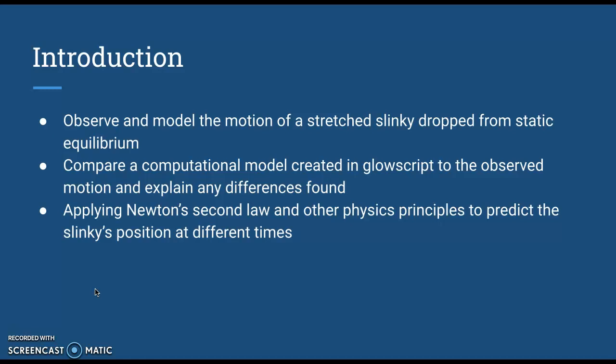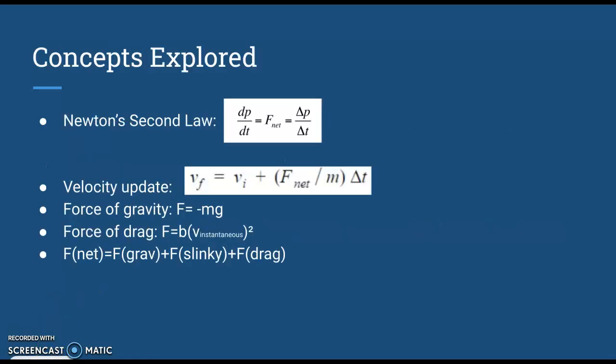We will be applying Newton's second law and other physics principles to predict the slinky's motion at different times. We will be exploring Newton's second law, which is also known as the momentum principle, which is just F net equals dp by dt. We will also be using the velocity update formula, which iteratively updates the velocity. We'll be using the force of gravity, which is just F equals negative mg, where g is the gravitational constant, and the force of drag, in which b is the drag constant, and then F net is calculated by summing the individual forces.